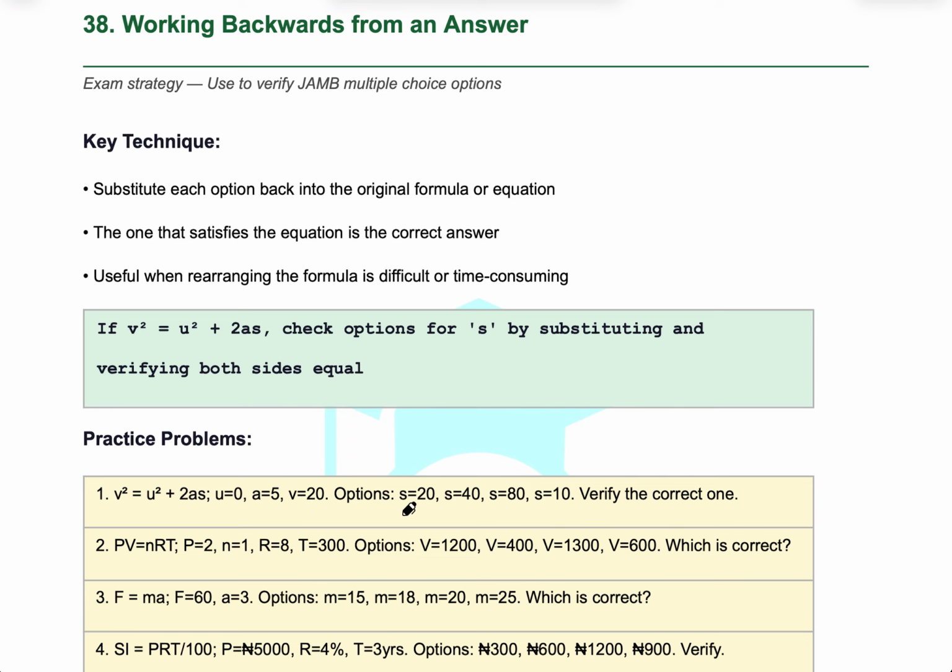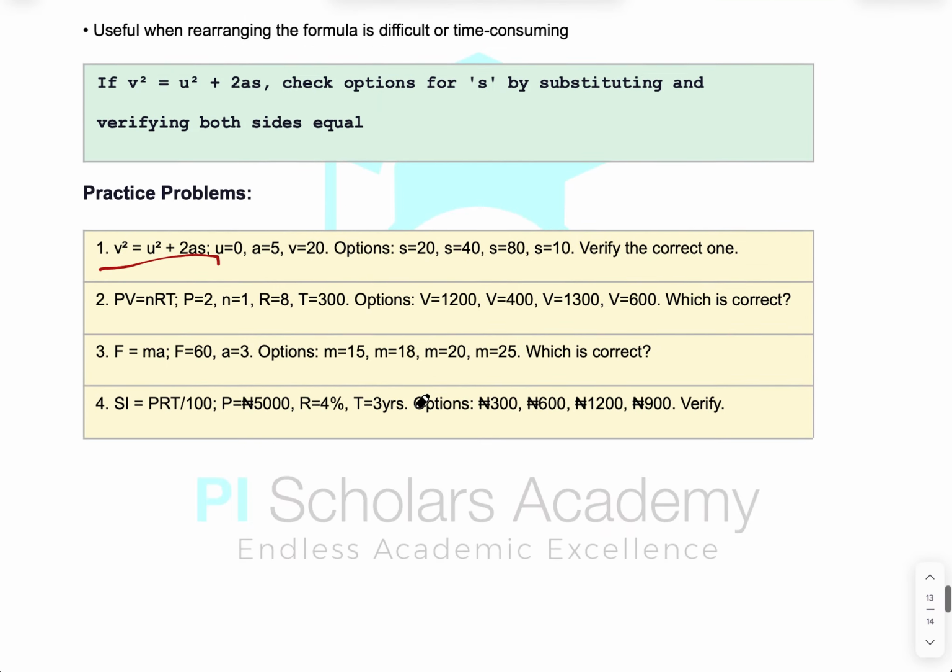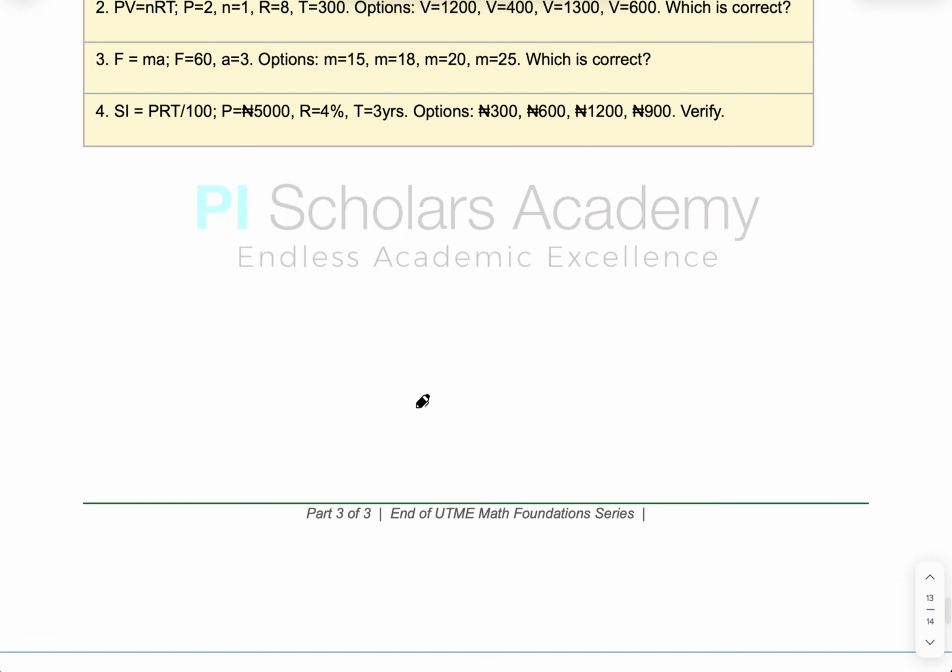Then you are looking for your s in this place. So you can easily substitute, at least if you don't know how to solve for s in this kind of situation. If you check the previous videos, I've already taught you the smart way of doing this by solving for s itself. But if you don't know how to do that, you can just substitute each of these options. This will take you time, but at least it's going to get the job done. So you just have to be very, very careful about that.